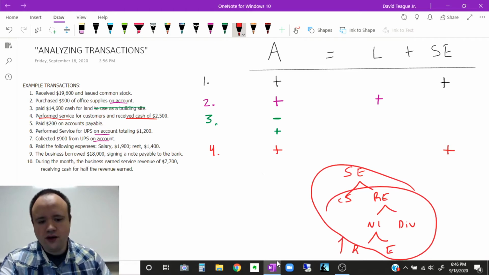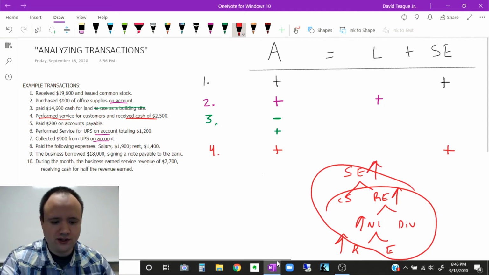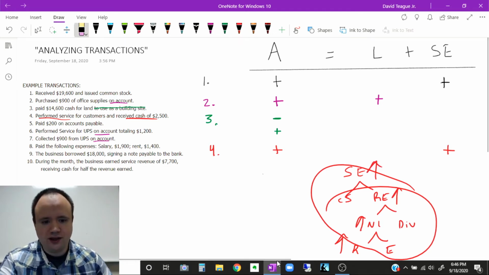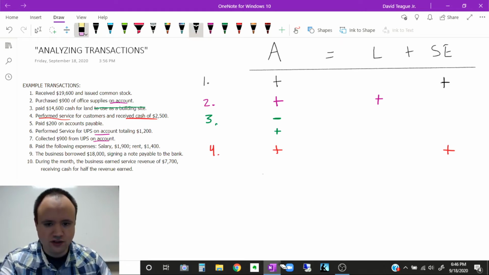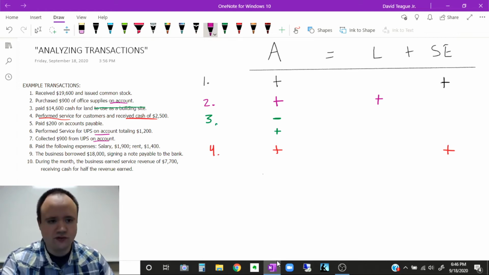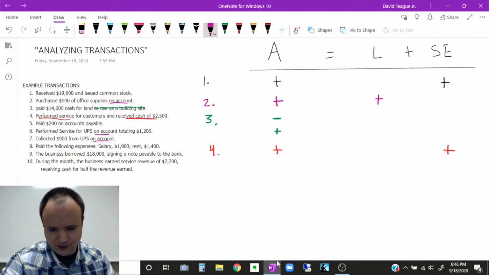So the revenue went up, it drives up the entire thing. So that's why it's a plus. And expenses would be the opposite. They would basically be bringing down the whole SE as they themselves go up. So number 4, we've performed revenue, we've got some service revenue there, and then we increase our assets accordingly.